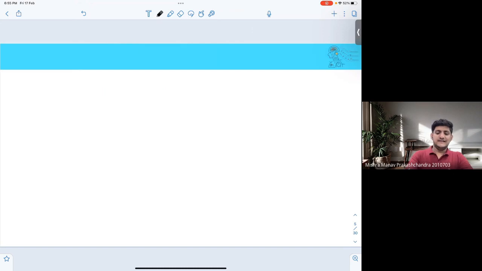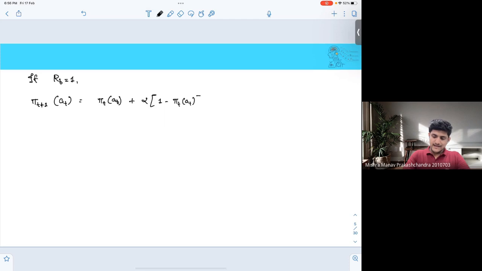Now we say if my R t is 1, that is, if I select my reward to be 1, then my policy update. Note that here I'm not updating the value function, I'm directly updating the policy. So my pi t plus 1 of a t is equal to my pi t of a t plus alpha times 1 minus pi t of a t. Okay, any idea where this came from? This equation I wrote, some random equation I wrote, any idea how this came from?